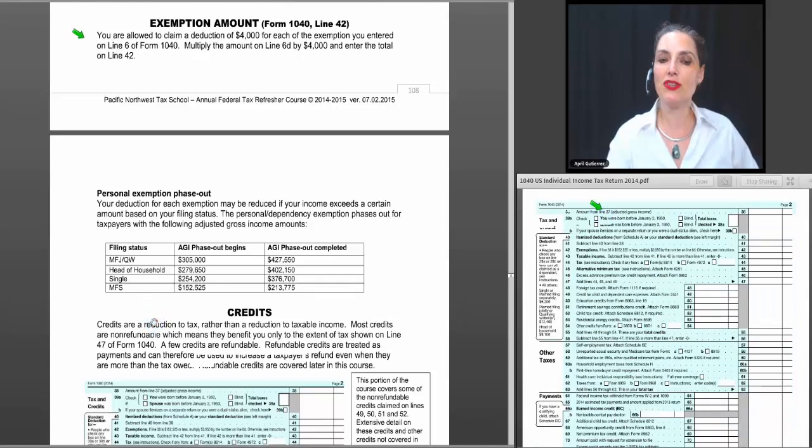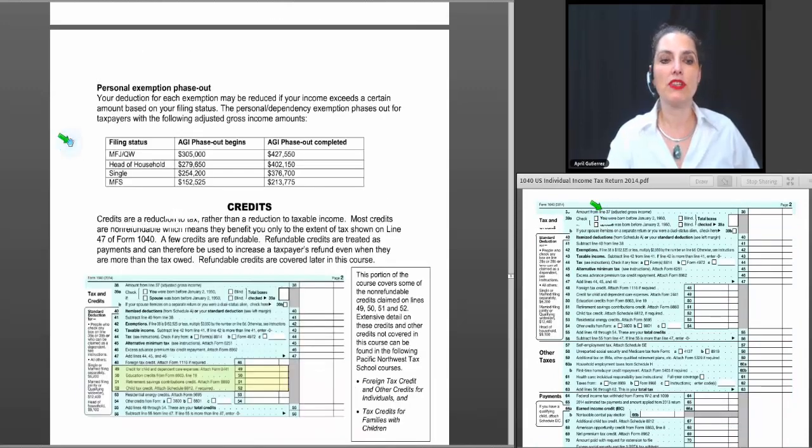And if you earn too much money, then you are subject to a phase-out. And the phase-out will essentially reduce the amount of the exemption that you're ultimately allowed to claim. There is a worksheet to figure that exemption, and if your income is in the range shown here, then you would be subject to a phase-out. If your income is higher than the amount shown for the phase-out completed, then you're not allowed an exemption deduction at all and would enter 0 on the line.